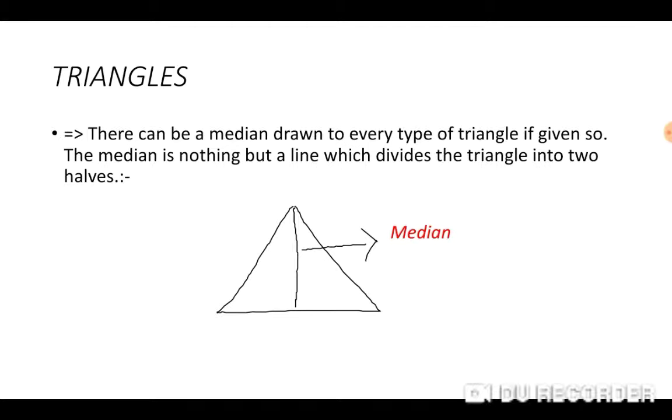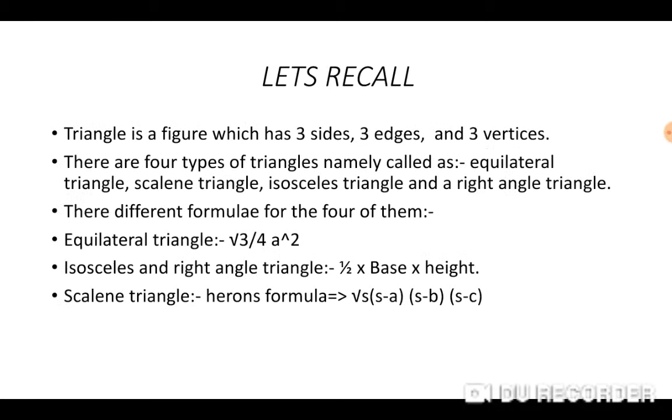There can be a median drawn to every type of triangle if given so. The median is nothing but a line which divides the triangle into two halves. For this again, we're going to have to look at the diagram. So this is a triangle and there is a line in between which is dividing the triangle into two halves. So this line is called the median. So let's recall what we have learned.